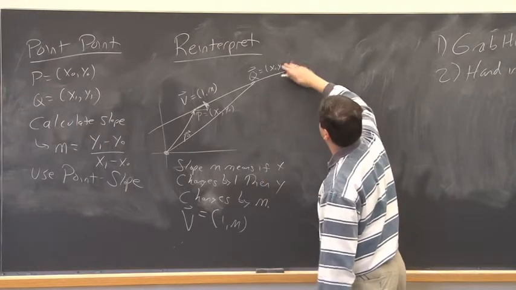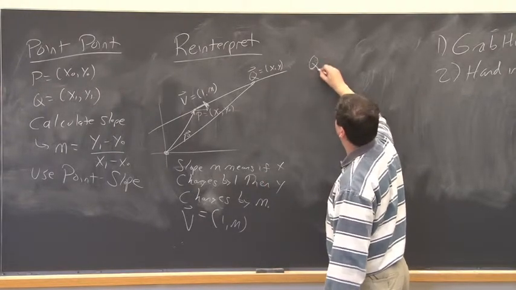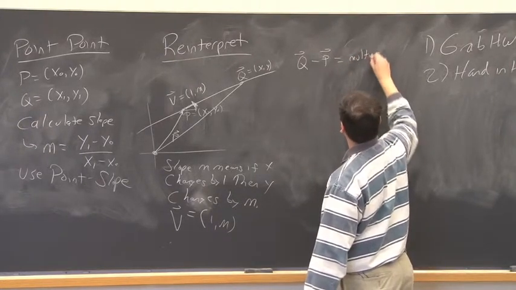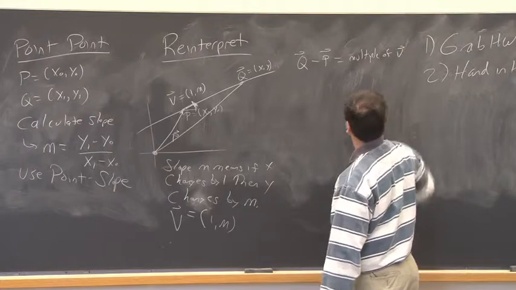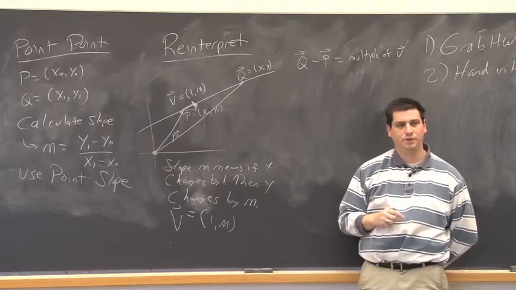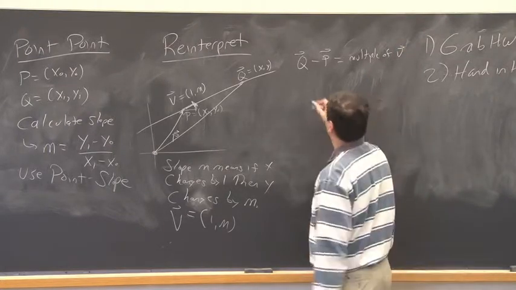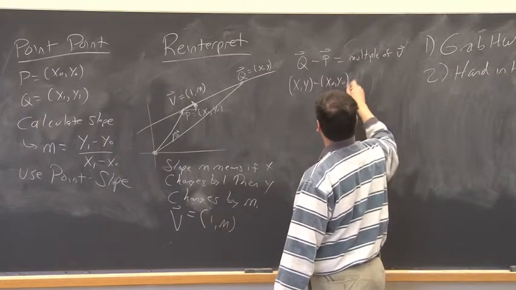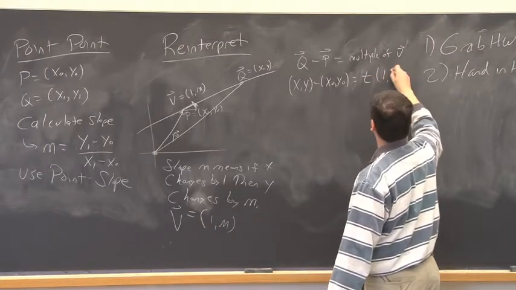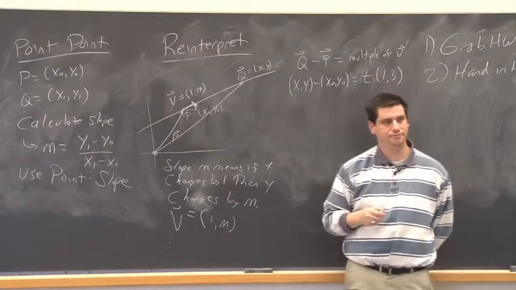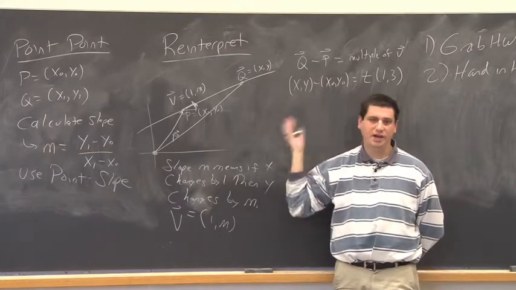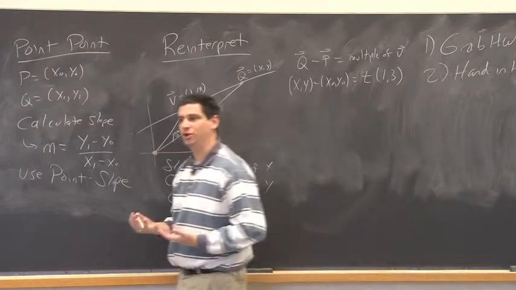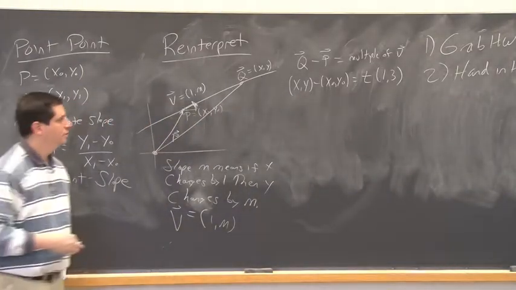So, oops, sorry, this is 2 dimensions. So I would have Q minus P is a multiple of v. So I would get (x, y) minus (x0, y0) is a multiple of v. So let's call that multiple t. Ideally, of course, you'd use the letter m for multiple, but m is taken in these problems for slope. So we're going to use the letter t.